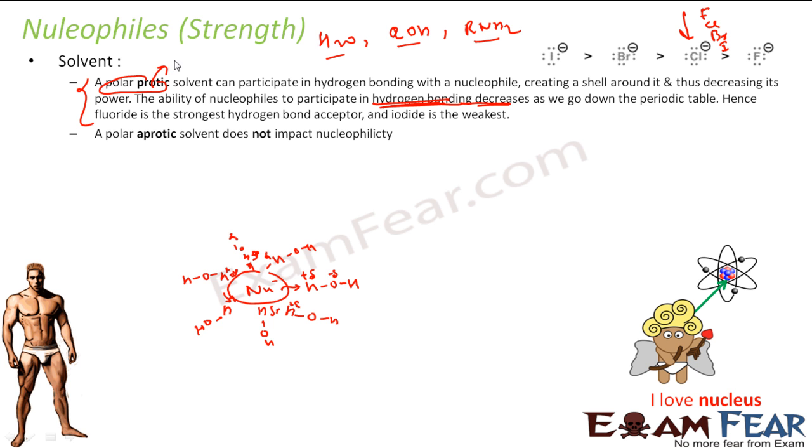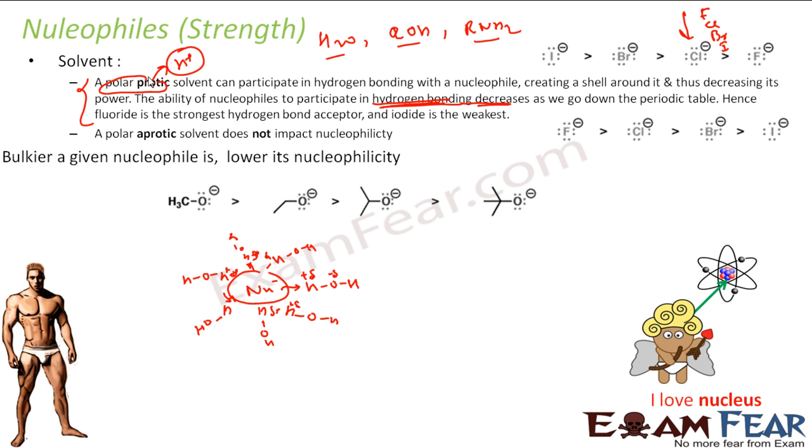So a protic solvent is one which gives H plus ion. We will discuss more about protic and aprotic solvents. And aprotic doesn't give H plus ion. And then the fourth factor is the steric hindrance.